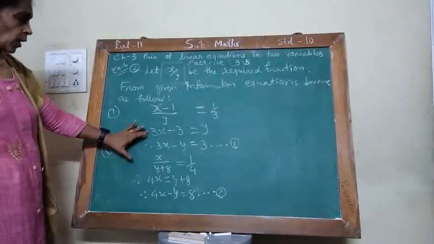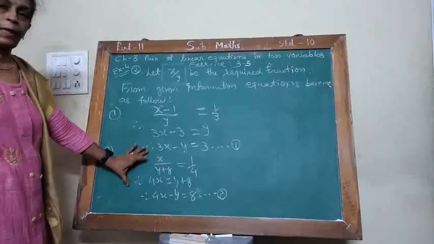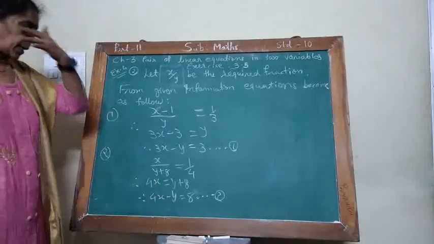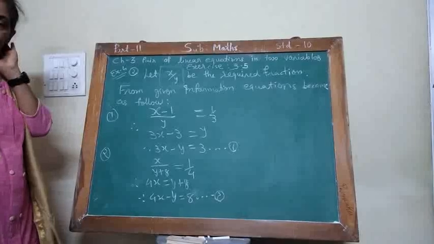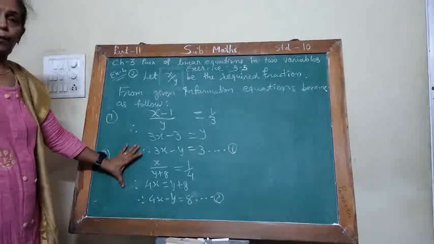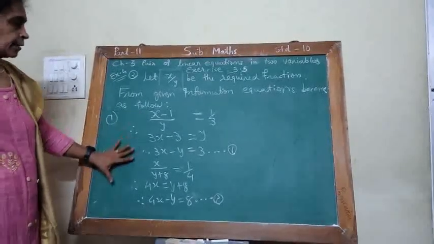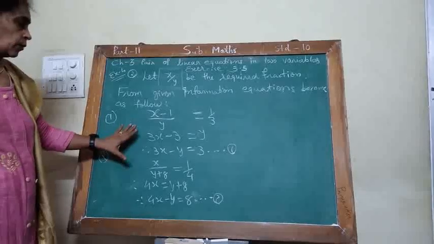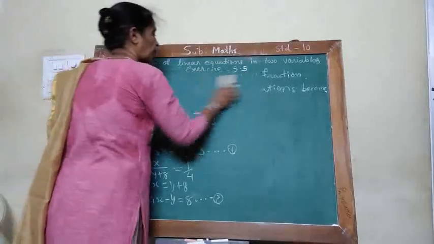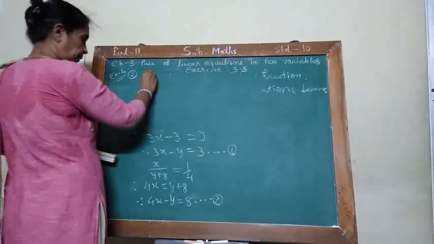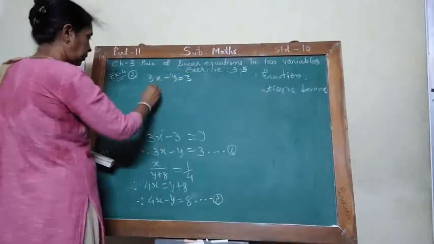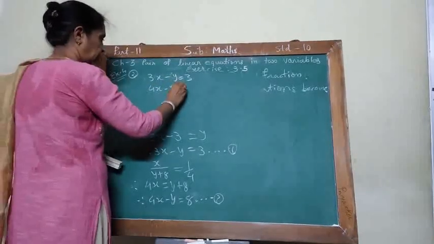Okay. And if you solve 1 and 2 by elimination method, because see, the coefficient of y and y is the same, so easily y can be eliminated. You may apply cross multiplication or whatever, but here I apply elimination method. So after this you write, solving equation 1 and 2 by elimination method. So I write the first equation.